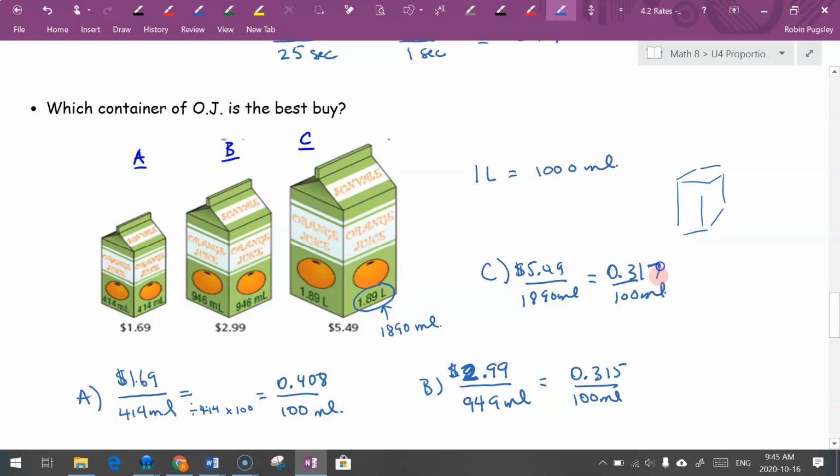0.317. So very close. So good thing I added those extra decimal places, because if they were both 0.32, I wouldn't know much difference. So really B and C are pretty close. Either one of those is a great deal. If you needed more orange juice, I'd go for C. If you didn't need as much orange juice, I'd go for B. But A is quite a bit more expensive. So if you really want to be super detailed, C would be the best buy right there.